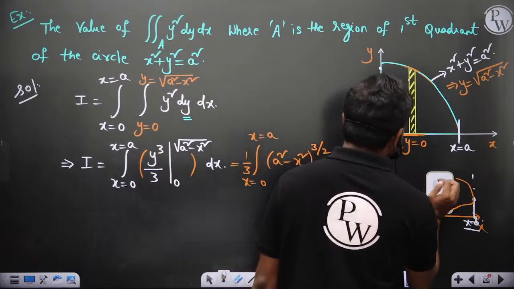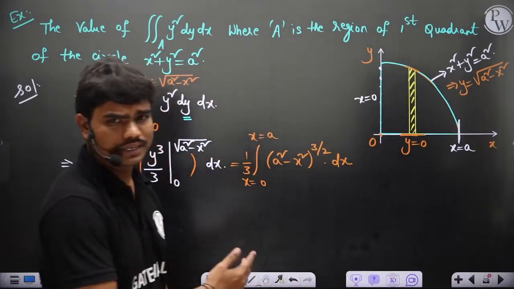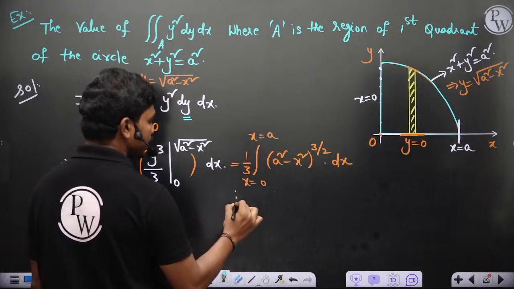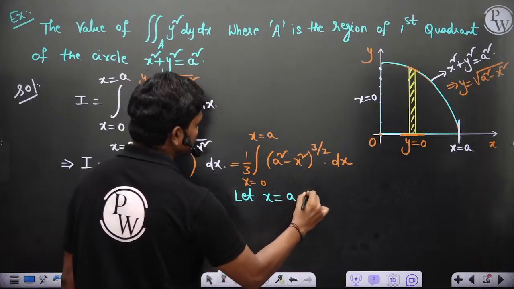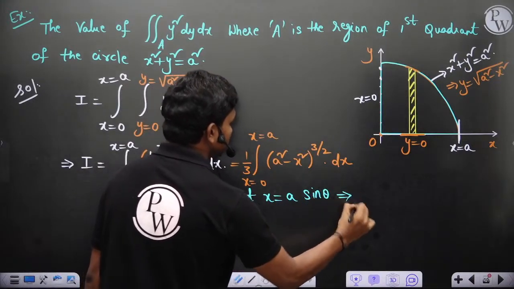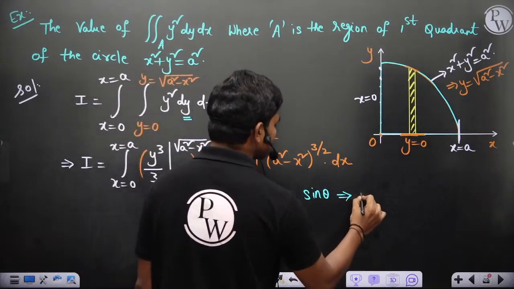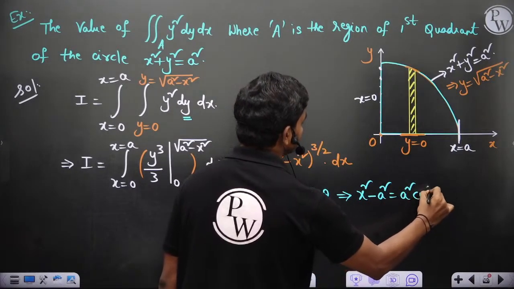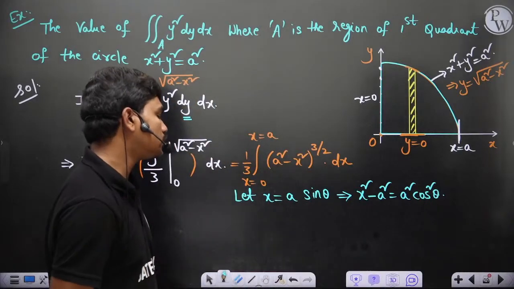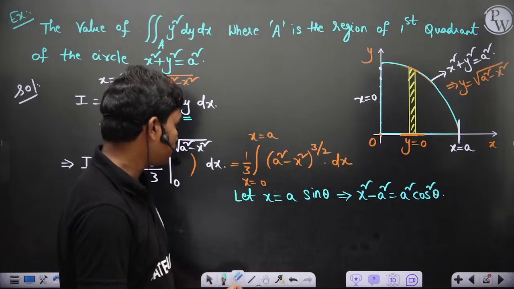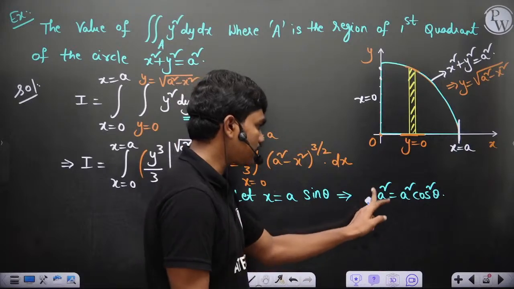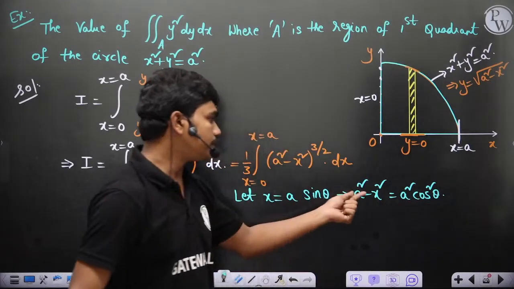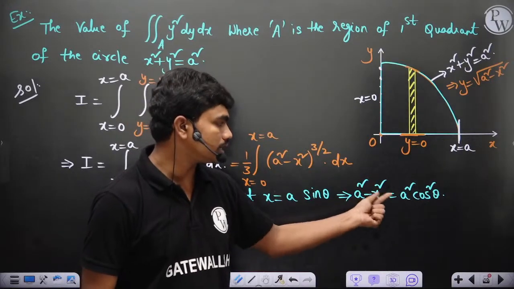Then if you want to integrate this, how to integrate? So let's use a trigonometric substitution. Let x is equal to a sine theta. So this implies a square minus x square is equal to a square cos square theta, of course. Obviously, because, just a minute, this is not x square minus a square, this is a square minus x square. The reason is a square minus a square sine square theta. So if you take a square common, 1 minus sine square theta gives you cos square theta.